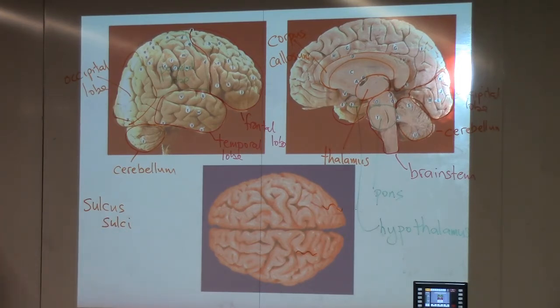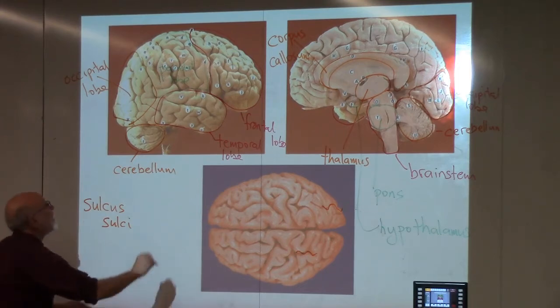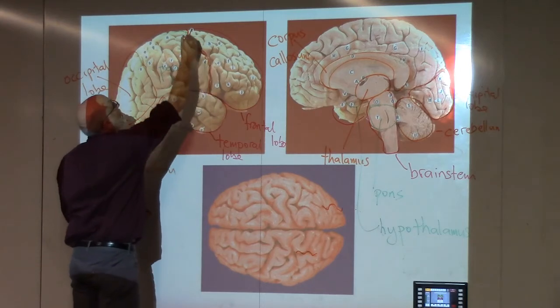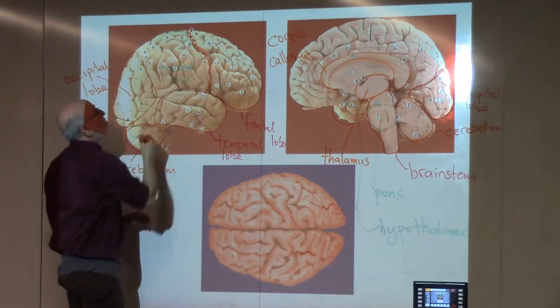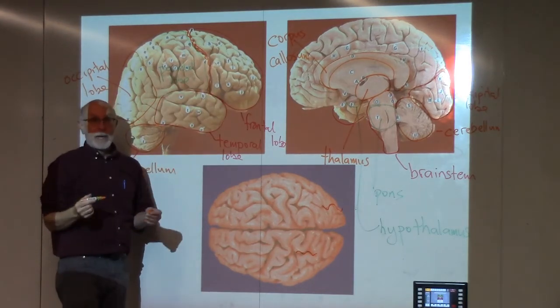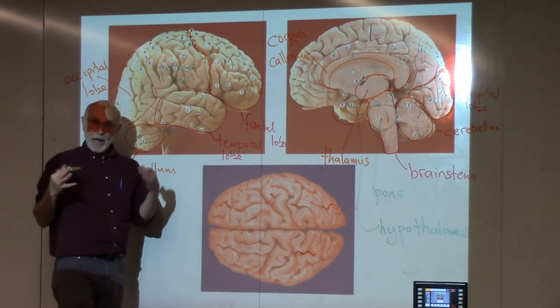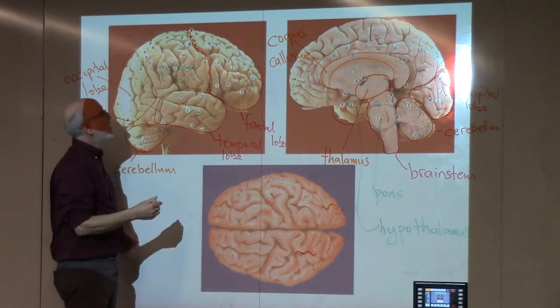Latin. So, what Tyner knows is that this sulcus right here that separates the frontal lobe from the parietal lobe has a special name called the central sulcus. It is a sulcus, and it has a specific name, the central sulcus.